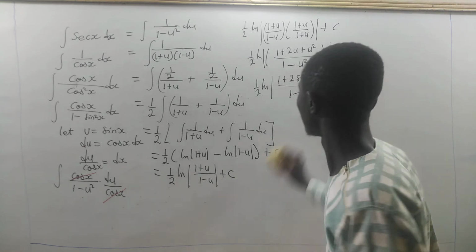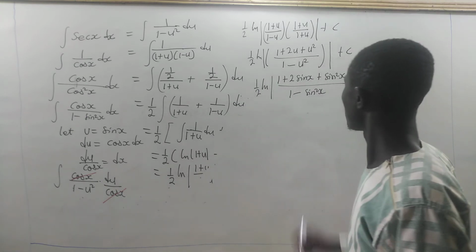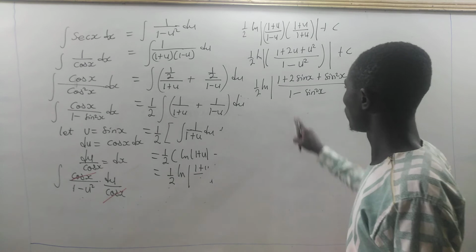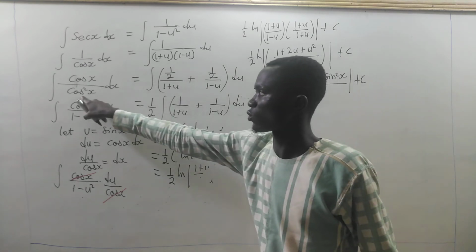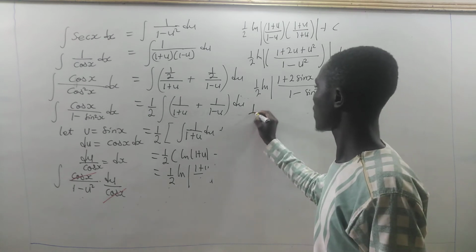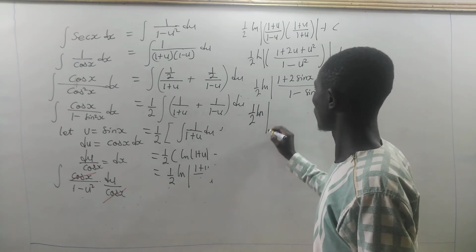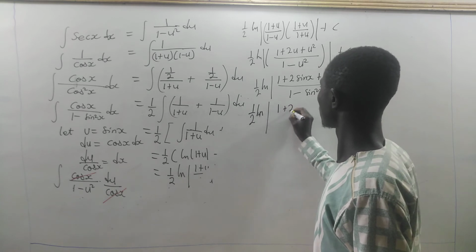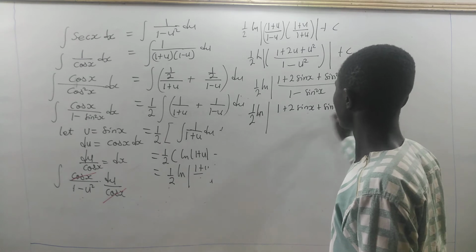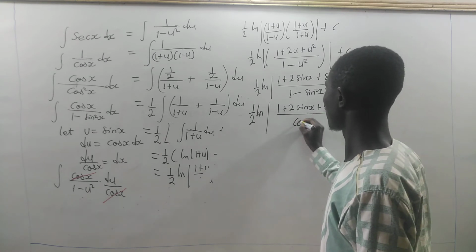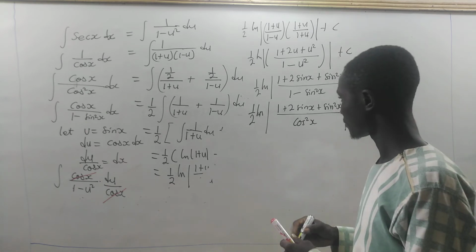Now let us move on. Let me clean this side. So what will this give us? Here we know that 1 minus sine squared is equal to cosine squared. That is what we have here. We are having half ln, or the natural log of 1 plus 2 sine x plus sine squared x divided by cosine squared x, plus c.